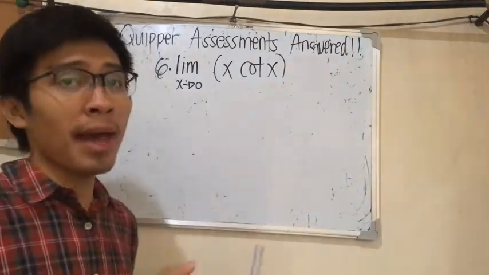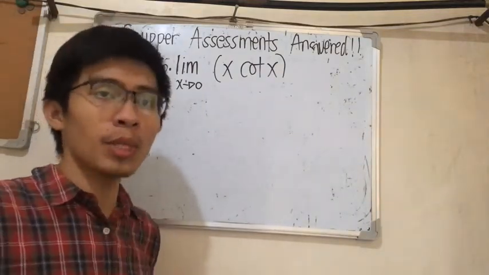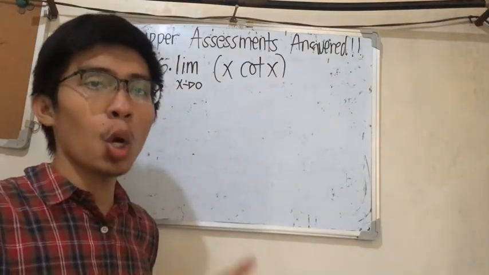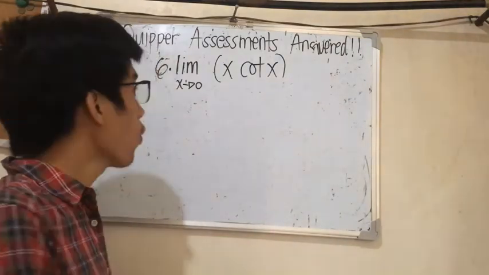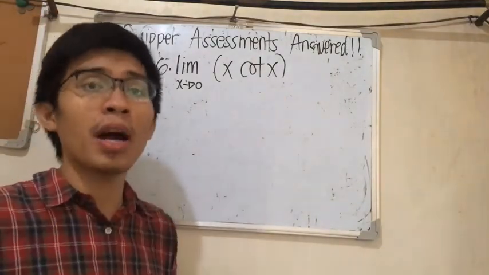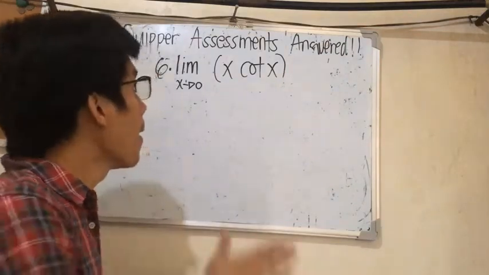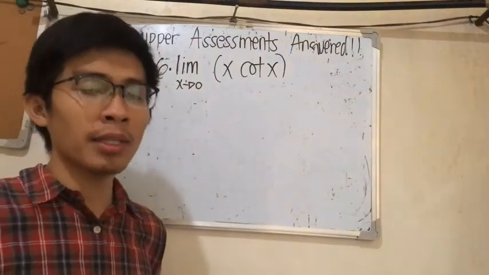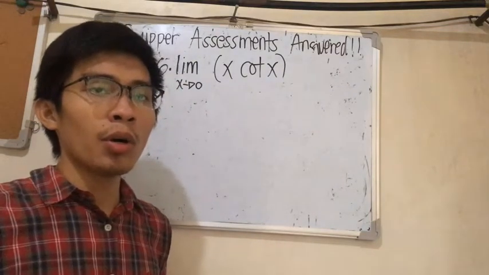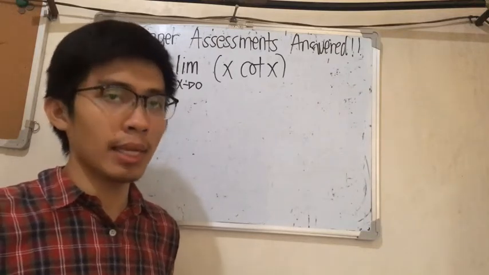In this problem, x cotangent x as x approaches 0, what is the best way to solve this one? Is direct substitution the best way? No. Because once we use direct substitution, cotangent 0 is undefined. You may check the table. That is undefined. Meaning, in our experience, once we encounter a problem whose value is undefined, we are not to conclude directly that the limit does not exist.